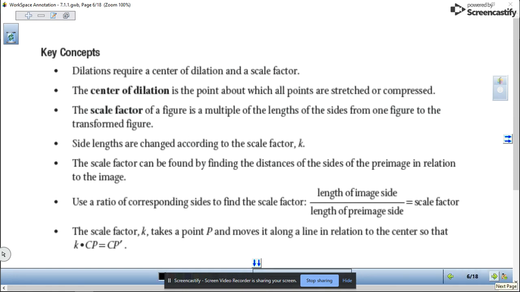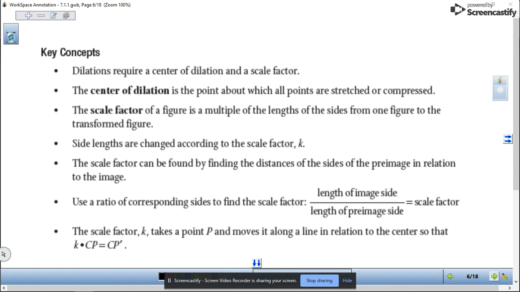Okay, so key concepts. Dilations require a center and a scale factor. Scale factor is how much bigger or smaller. It'll be some factor, some number. If it's between 0 and 1, you're getting smaller. Think about multiplying by a number between 0 and 1. If I multiply something by 1/2, it gets smaller. If I multiply something by 1 1/2, or 2 or 3 or something bigger than 1, it'll get larger. The center of dilation is the point at which all the points are stretched or compressed around. We'll look at examples of that in a minute.